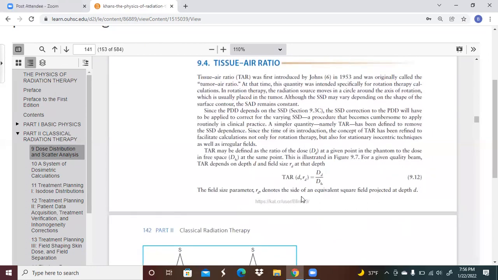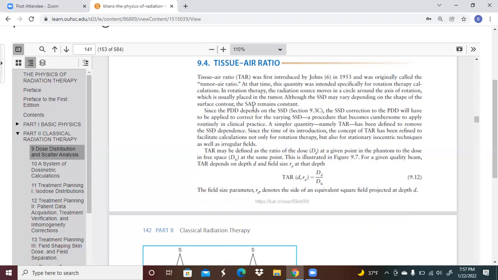Another method is going to be the tissue air ratio, the TAR, first introduced by Johns in 1953, originally called tumor air ratio. At the time, this quantity was identified specifically for rotational therapy calculations. For rotational therapy, like arcs, the radiation source moves in a circle around the axis of rotation, which is usually placed right inside the tumor, and that really hasn't changed that much. Although the SSD may vary depending on the shape of the surface contour, the SAD remains constant.